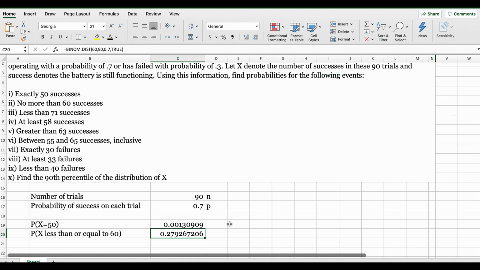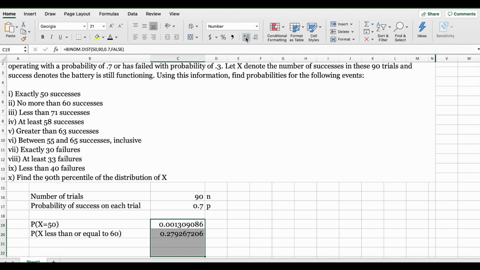So here the probability of x when it's less than or equal to 60 is equal to 0.2792. Now, since probabilities are usually displayed as 4 digits, I'm going to reduce the decimal place here to 4 places.